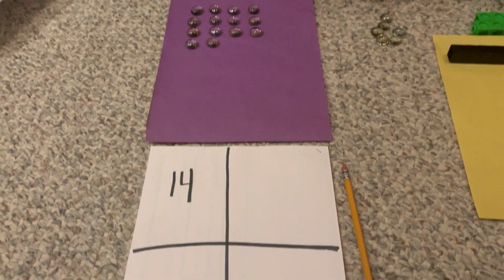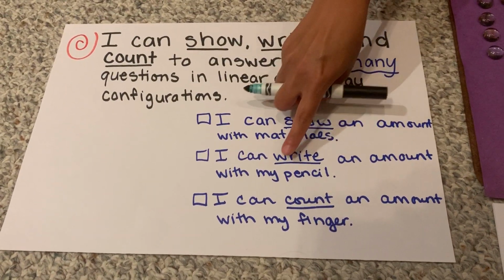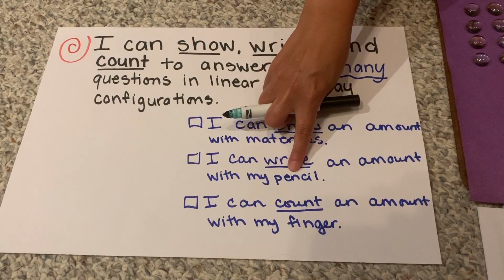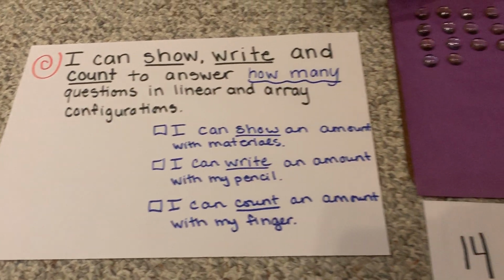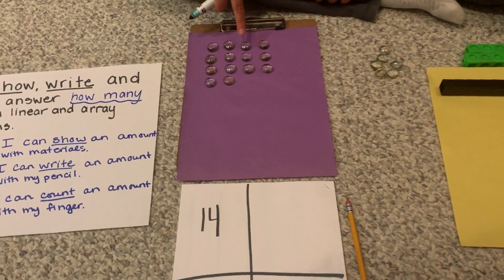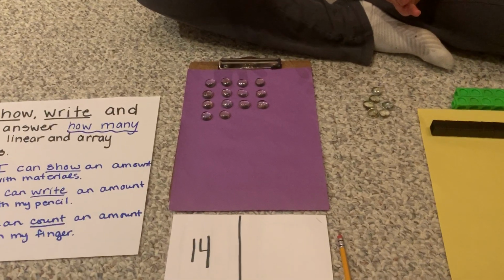Remember, your skill, again, is that you can write an amount. You're writing it with your pencil. I wrote it with a marker so it sticks out. And again, I can count an amount with my finger. I used my finger, but you still had to track along with me to be able to count. So you've done 2 of those amounts, okay?